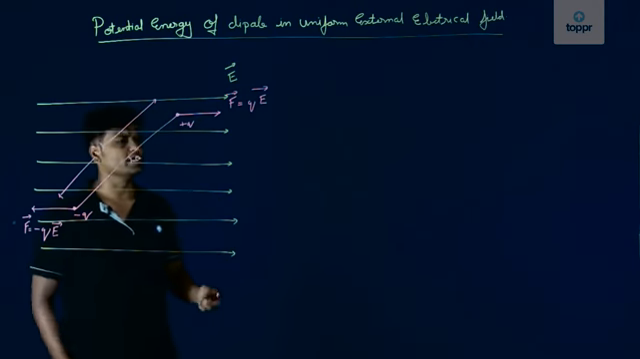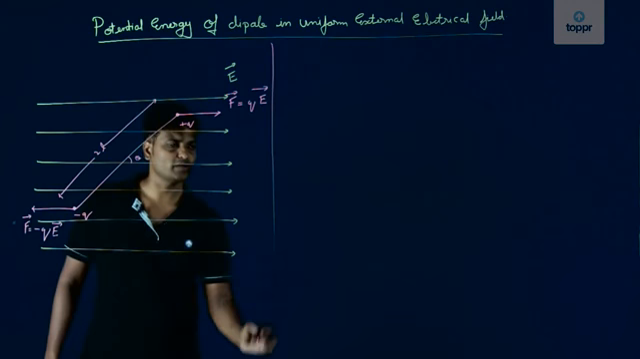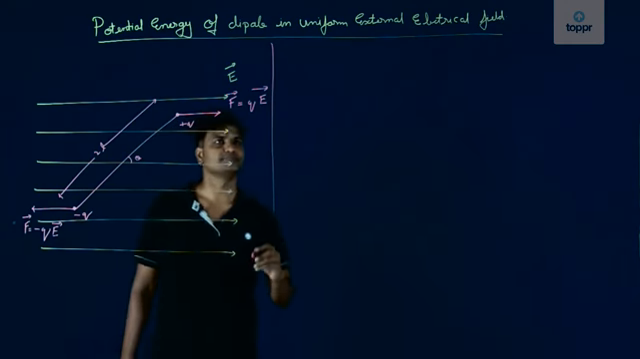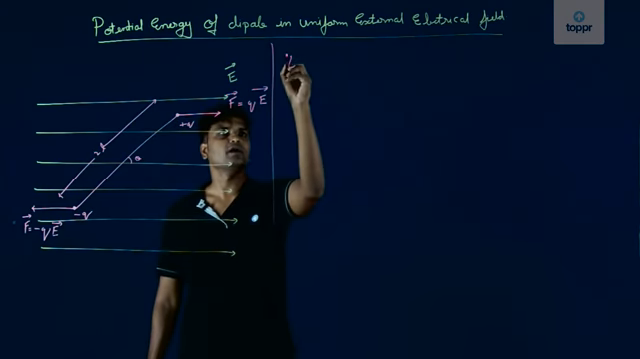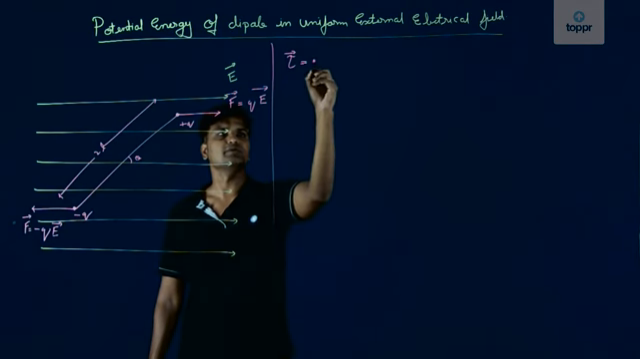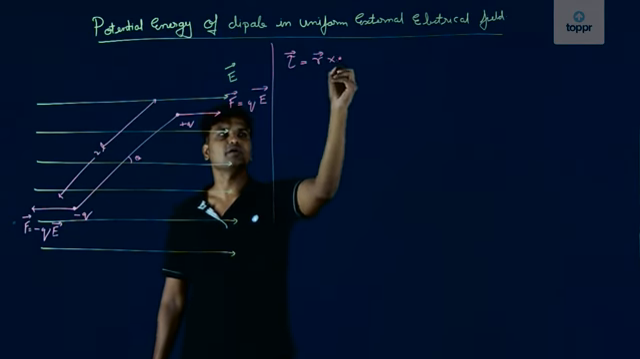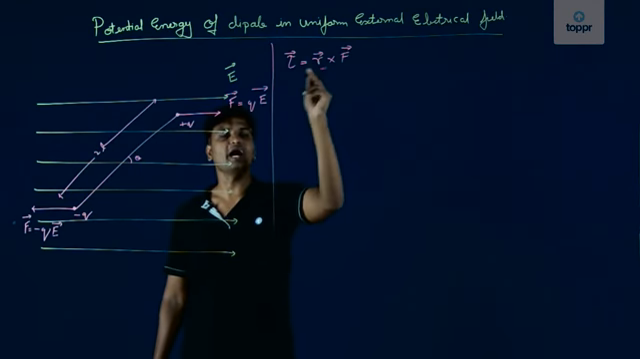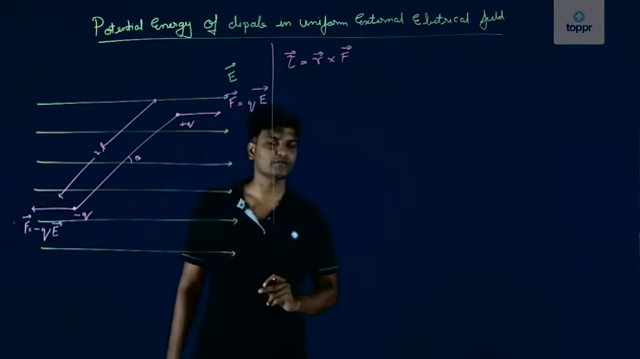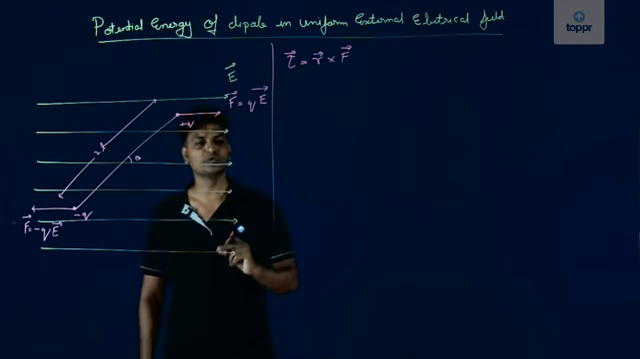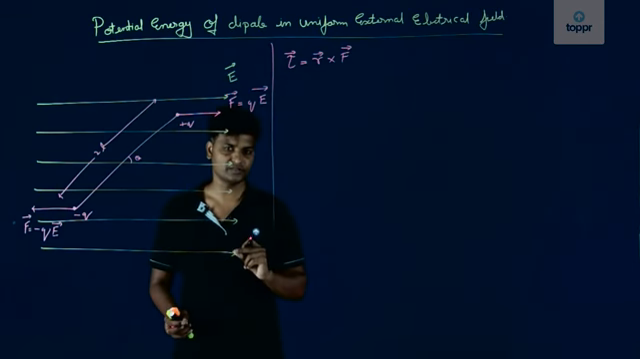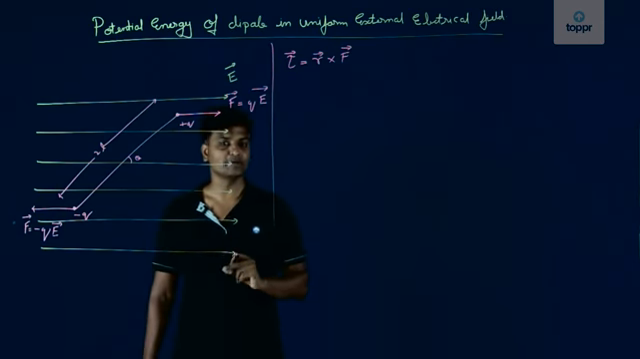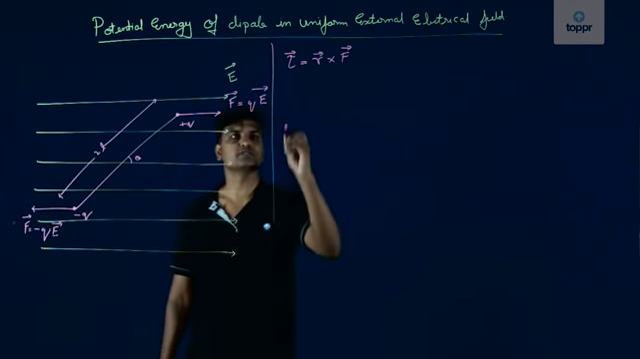What is the expression for torque? Torque, tau vector, is equal to r vector cross F vector, where r is nothing but the perpendicular distance between the two forces, right? And F is the magnitude of one of the forces.